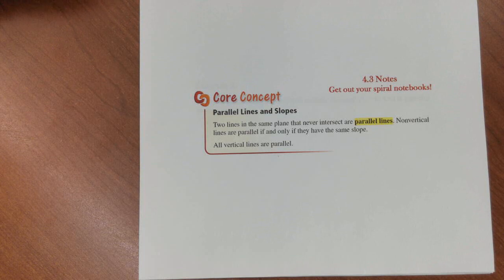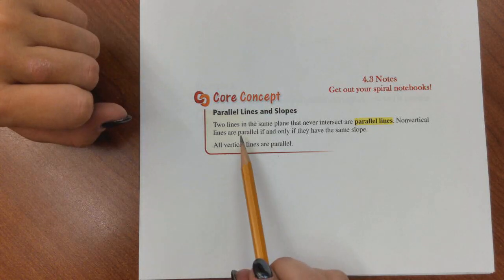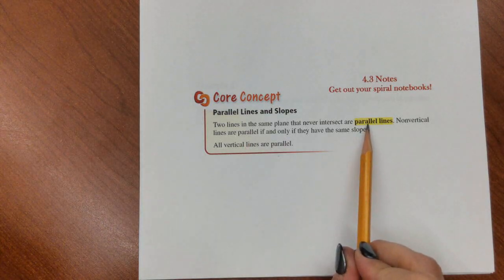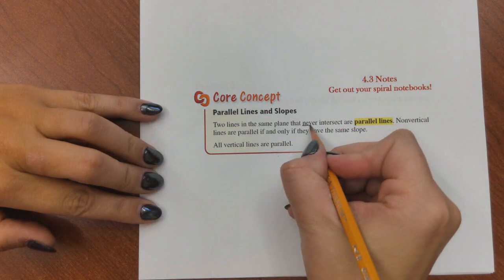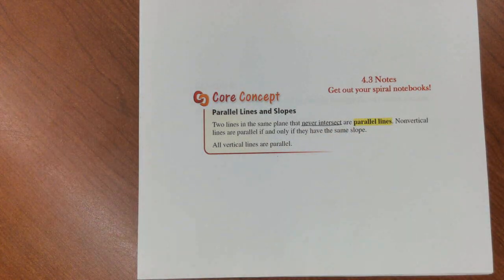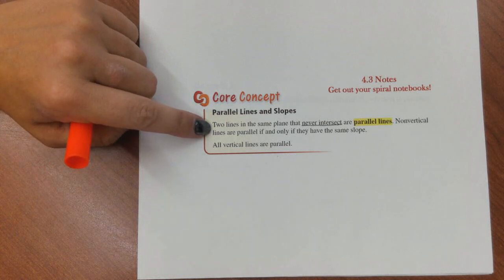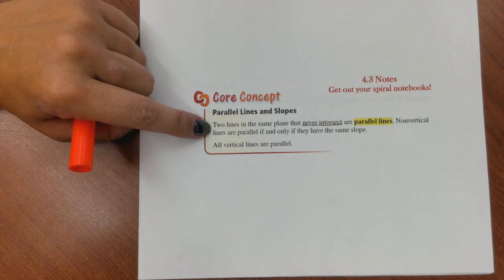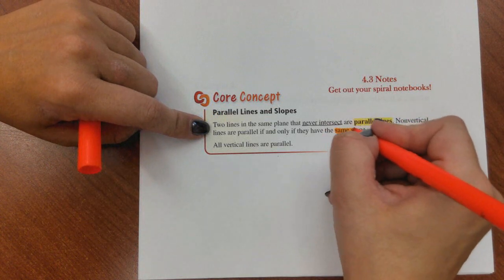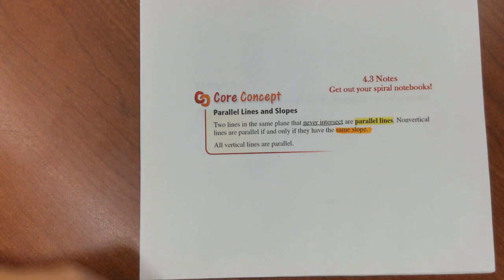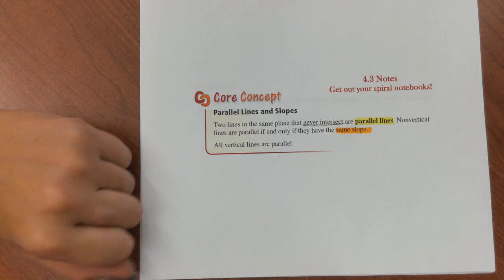So, parallel lines and slopes. Parallel lines are lines that never intersect. All vertical lines are considered parallel. All horizontal lines are also considered parallel. Any other line that's not vertical or horizontal are parallel if and only if they have the same slope. Lines that have the same slope are parallel.